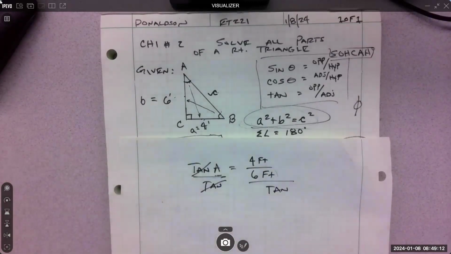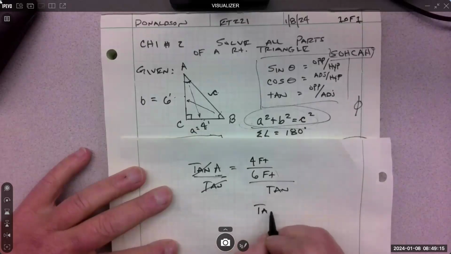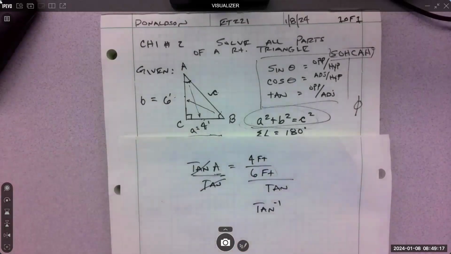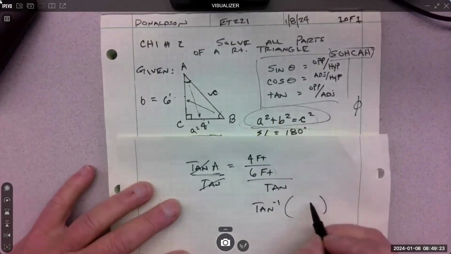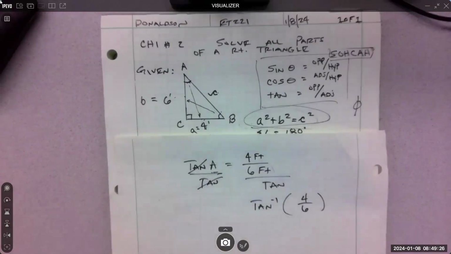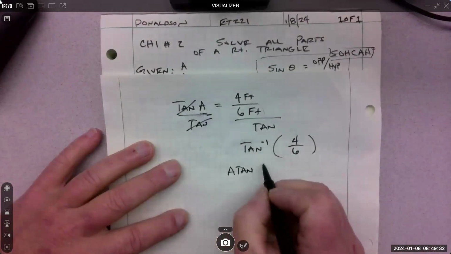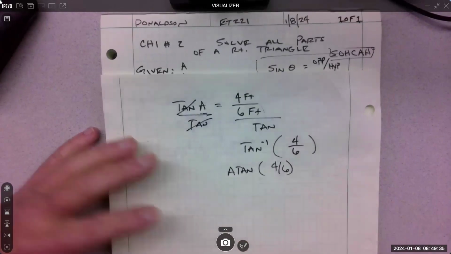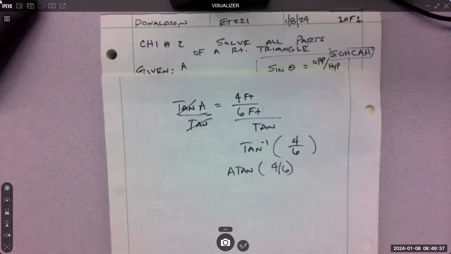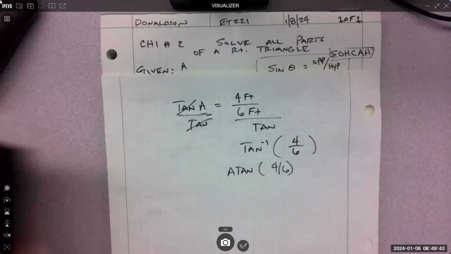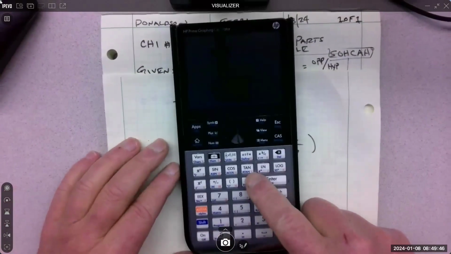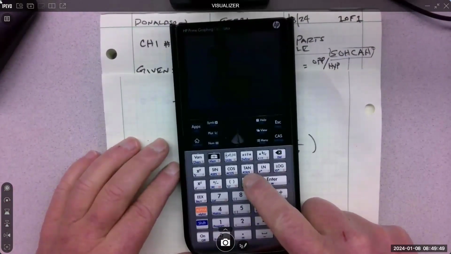Tangent in the denominator is the same thing as tangent to the -1, which is a common way of writing this, right? Tangent to the -1 of 4/6. The other way of writing it, you'll see, is arctangent, which is, I think, what Samuel said, right? Arctangent. So on my calculator, you can see right there, it's noted as tangent to the -1. That's the arctangent function.